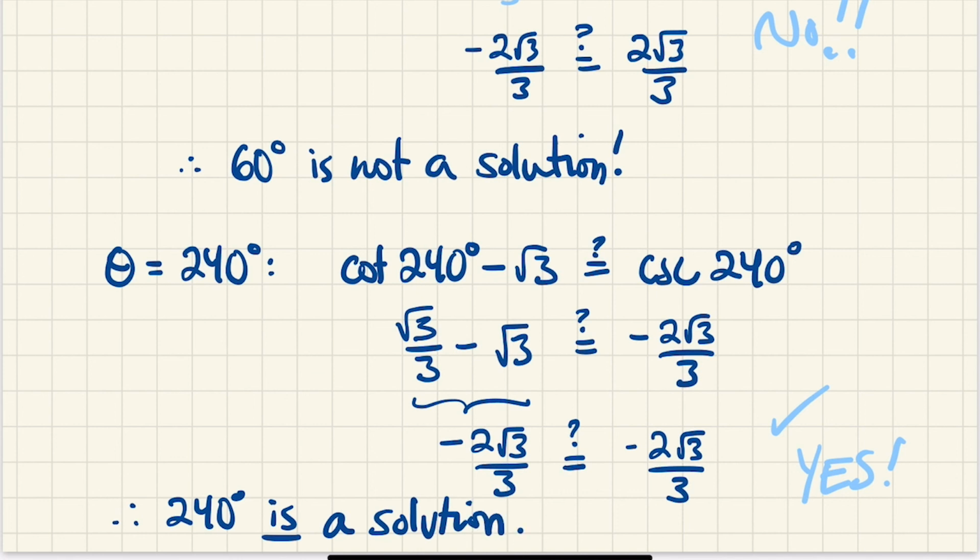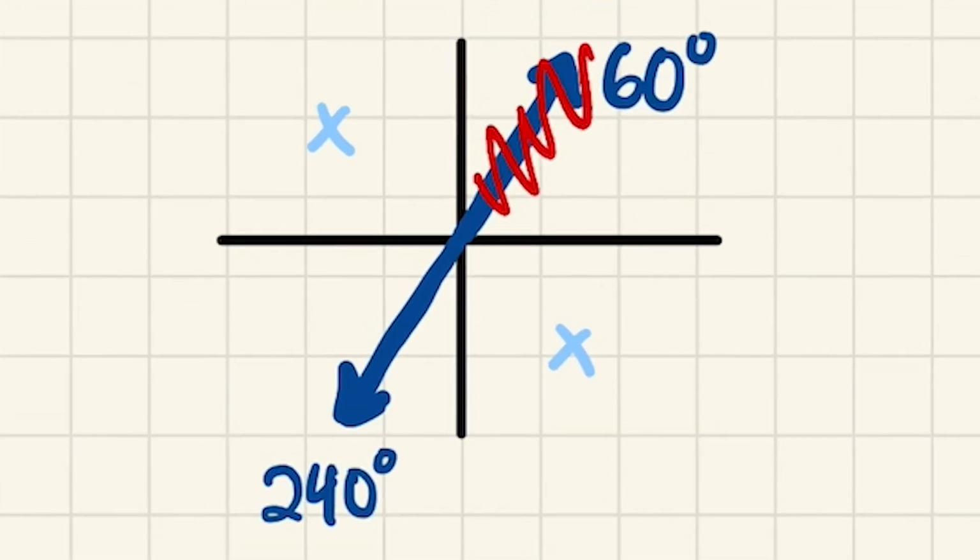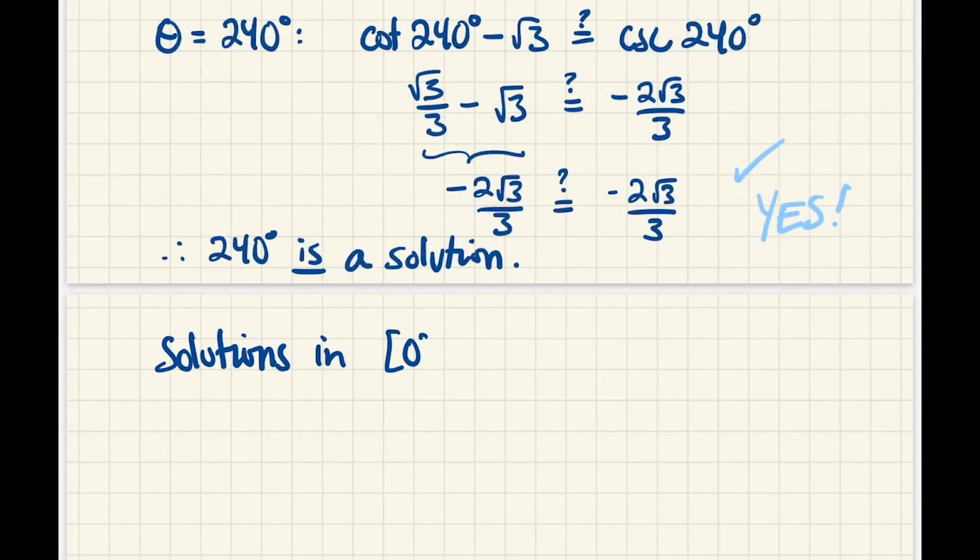Okay, so it won't always be true that one works and the other doesn't. It could be that they both work. It could be that neither of them work. So you just need to check each one. And in this case, we had the 240 working and the 60 not working. All right, so updating our chart here, we can see that the 60 is not a solution. So let's scratch it out. We only have the 240. So great, let's finish and go home.